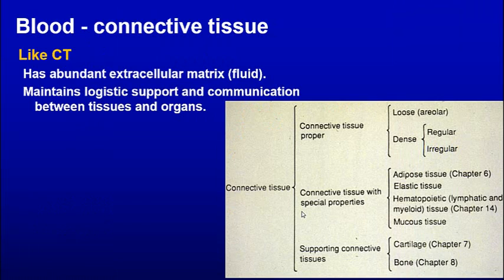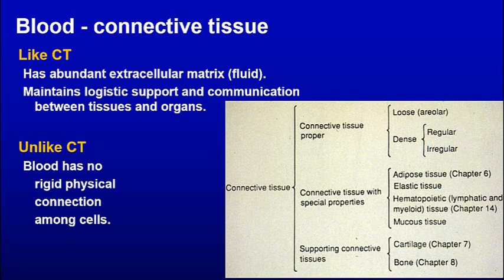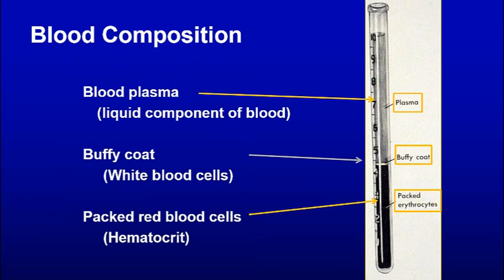Now, connective tissue. Blood is part of connective tissue, and here we can see connective tissue proper, connective tissue with special properties, and here we see hematopoiesis, and that's where blood resides, which is basically connective tissue. It has an abundance of extracellular matrix, that is the fluid, and it maintains logistic support and communication between tissues and organs like other connective tissue. However, unlike connective tissue, blood has no rigid physical connection among cells. It's not rigid. It's a liquid connection among cells.